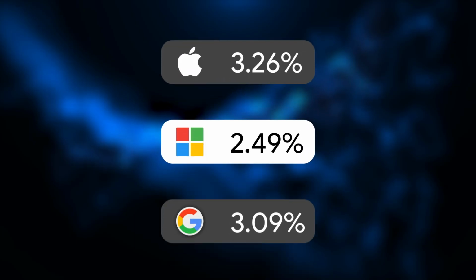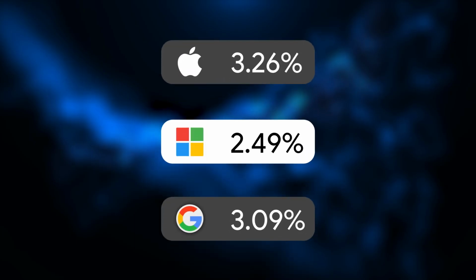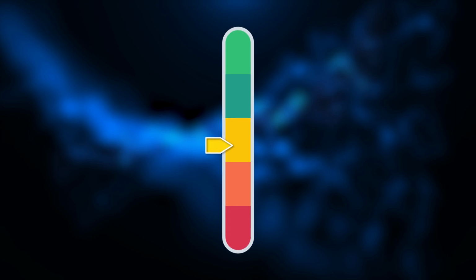This is the free cash flow yield for 3 different companies. But how do you know which companies have a good number and which companies have a bad number?